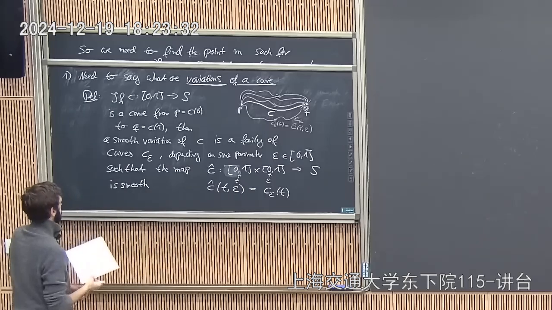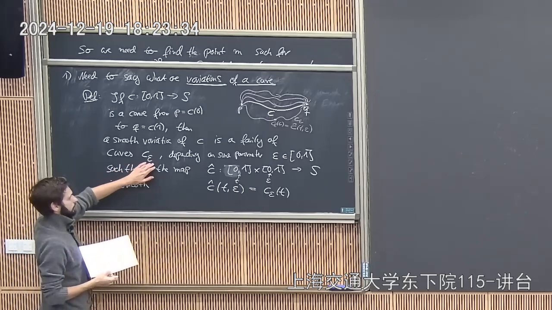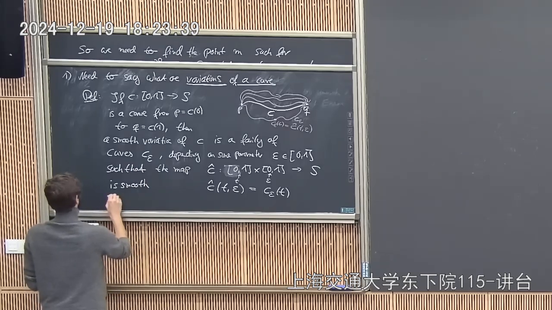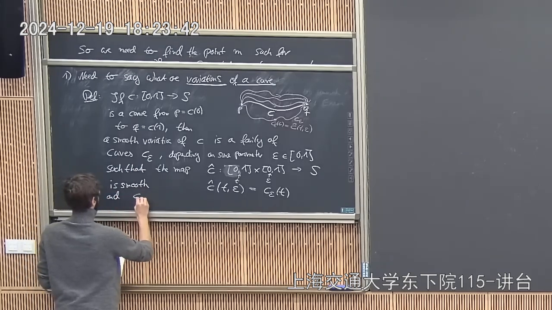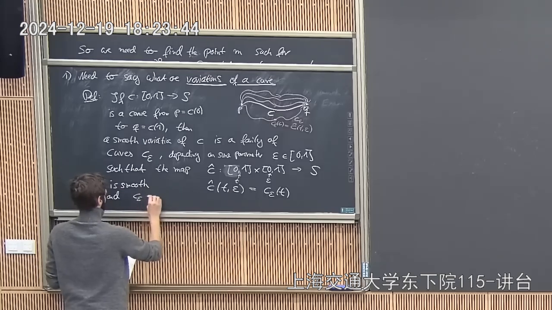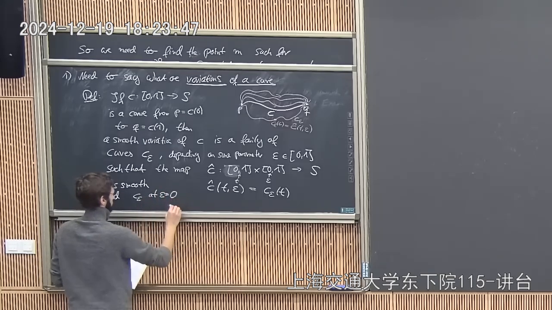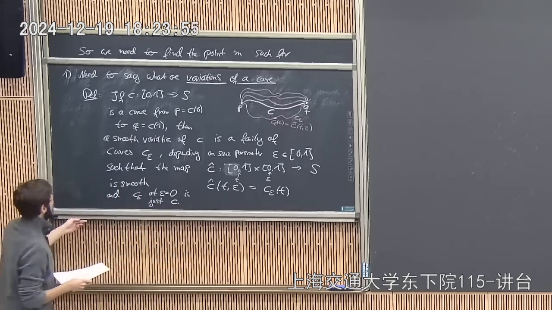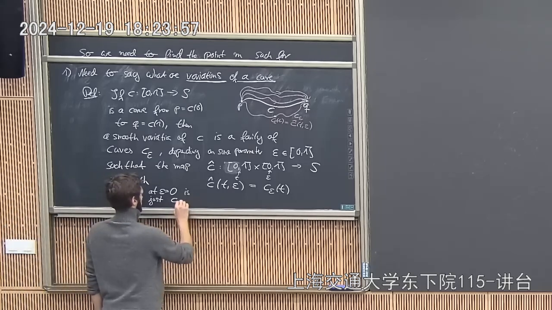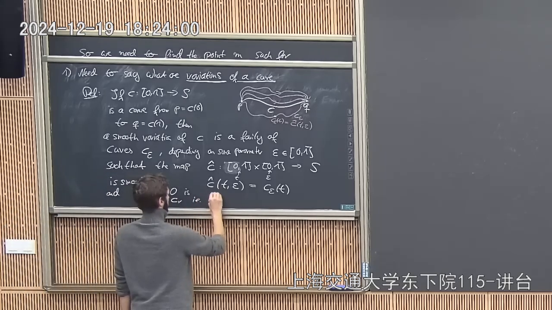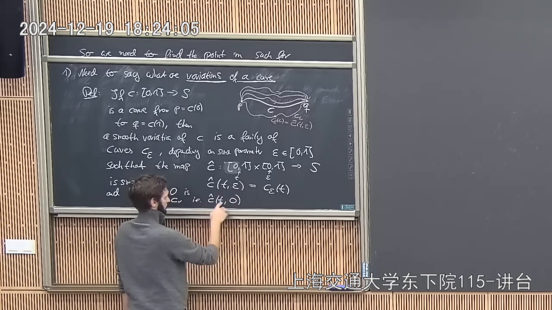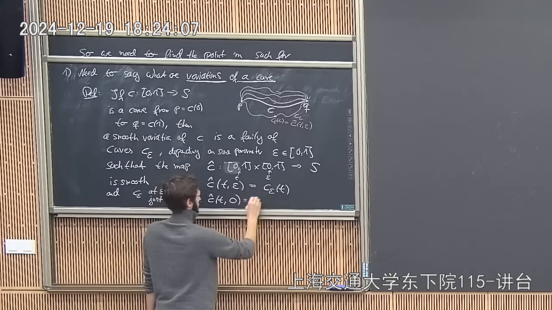And of course, we would like to say that for epsilon equals 0, that should be the original curve. And C of epsilon at epsilon equals 0 is just C. So that means, if you rewrite it in terms of this map, at epsilon equals 0, we have C equals just C of t.